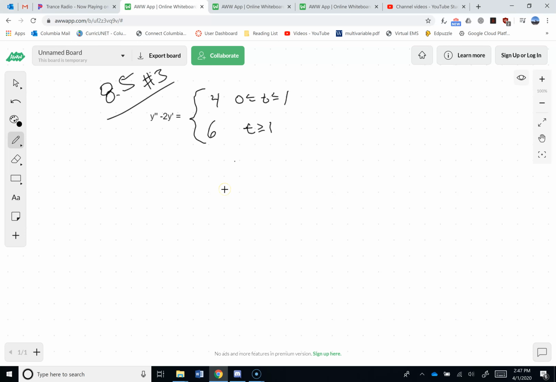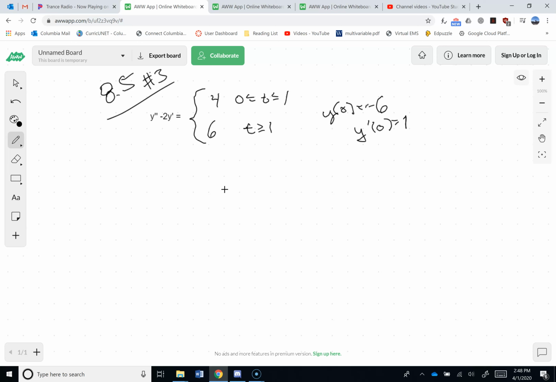All right, so we're trying to do 8.5 number 3, where we have y double prime minus 2y prime is 4 for t's between 0 and 1, and 6 after t's bigger than 1. And then I have furthermore some initial conditions. I have y at 0 is negative 6, and y prime at 0 is 1.